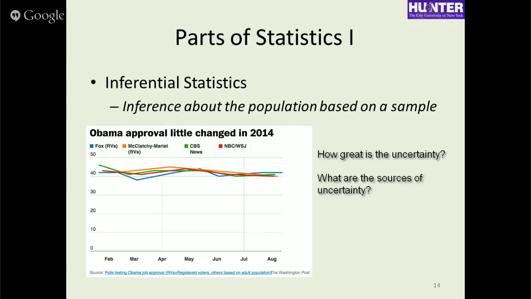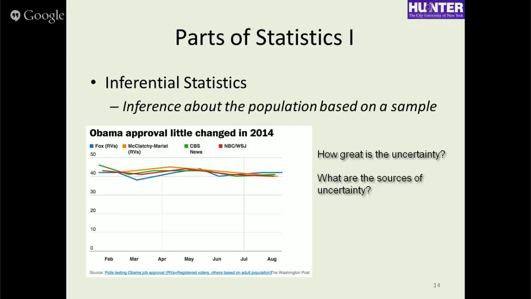The kinds of questions that we want to answer around this are how great is the uncertainty? I mean, you see these 4 lines here. One of those lines doesn't give you any measure of uncertainty. It's just a single data point there. So, we don't know, maybe with one of these polls, someone just asked 2 people and gave a percent. Probably they did more than that, but we don't know.